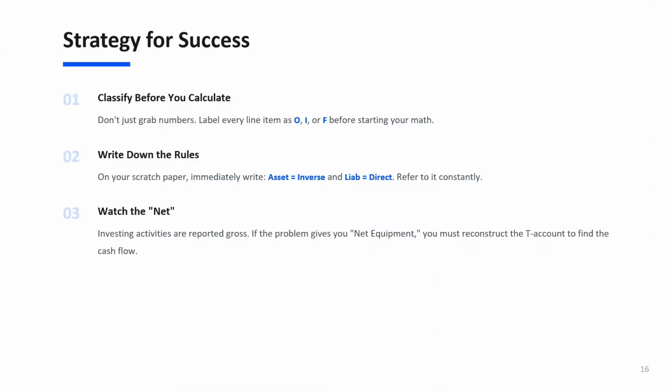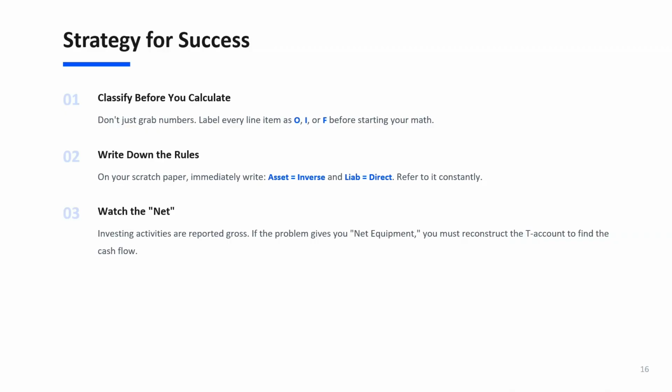Today we covered the core concepts, but let's talk about how to crush these questions on exam day. So your strategy for success is simple. Classify before you calculate. This is the single biggest mistake students make. You need to label every single item in the problem as operating, investing, or financing before you even start adding or subtracting. This prevents you from falling into the exam trap of misclassifying a non-cash item.